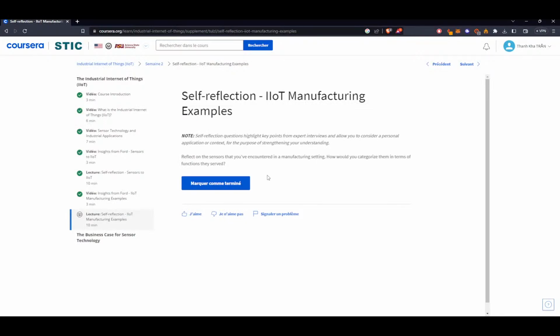Reflecting on the sensors that you have encountered in a manufacturing setting, how could you categorize them in terms of the function they serve? Function: thermal, optic, impression, something like that. Wave sensor.